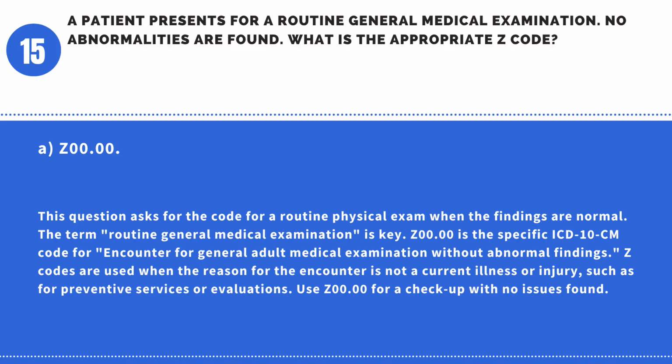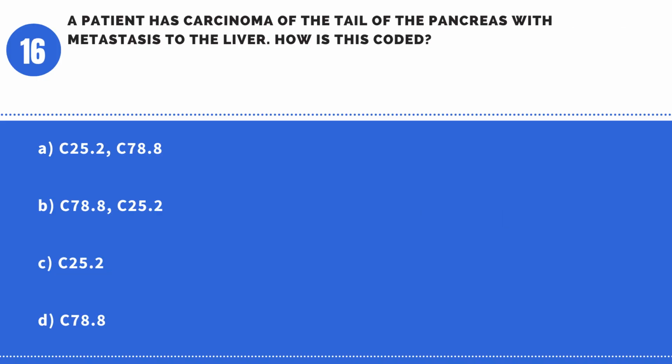Question 16. A patient has carcinoma of the tail of the pancreas with metastasis to the liver. How is this coded? A. C25.2, C78.8. B. C78.8, C25.2. C. C25.2. D. C78.8.